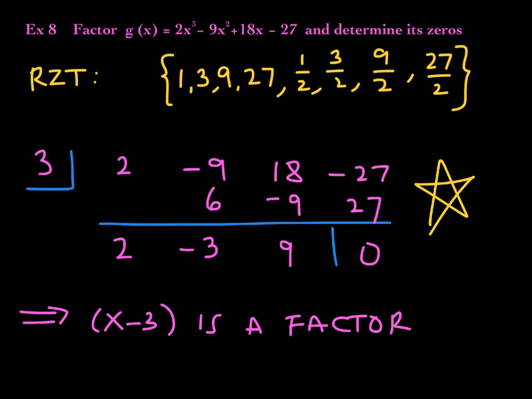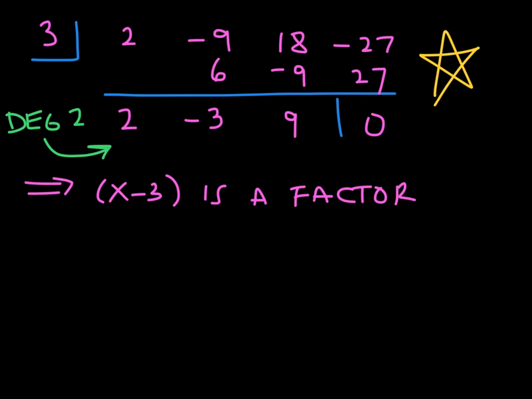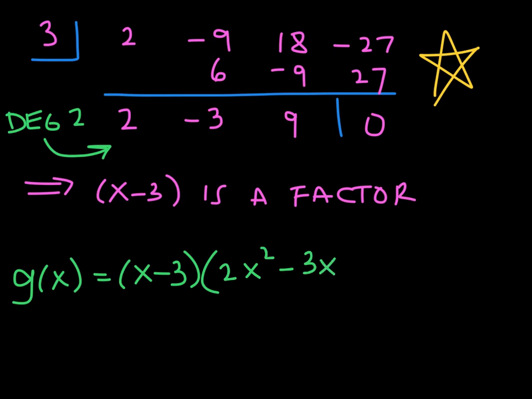Now, please notice that your original polynomial is degree 3. That means this here is degree 2. This is degree 2, all right? So then our function can be rewritten as follows. G of x is equal to, we have one of our factors here. This here is quadratic, it's degree 2. So then it's 2x squared minus 3x plus 9. So we have factored completely.